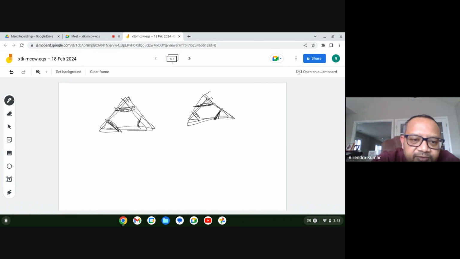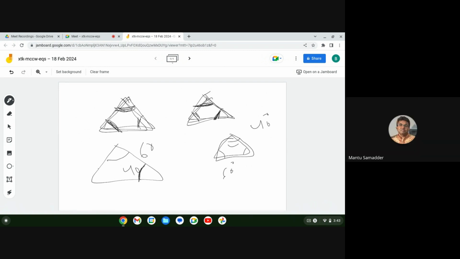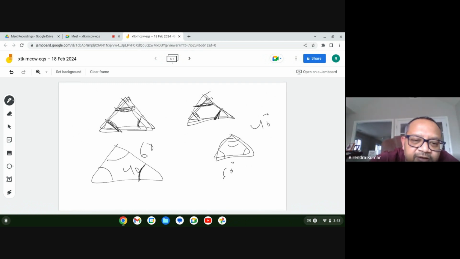If this is one triangle and this is another triangle, what that means is if this angle is, let's say, 60 degrees, there will be one of the angles which is 60 degrees here. Let's say the second angle is 40 degrees. That means there will be one angle here out of the three in the second triangle which is 40 degrees. What will be the third angle in the first triangle, if one is 60, one is 40?